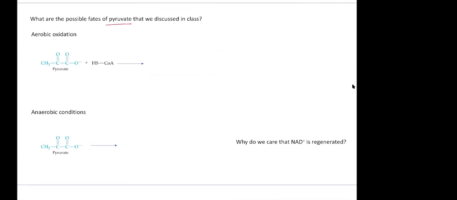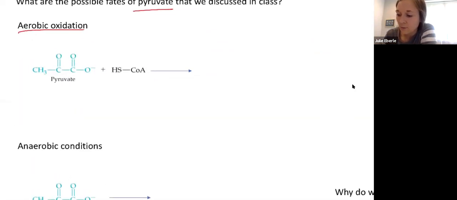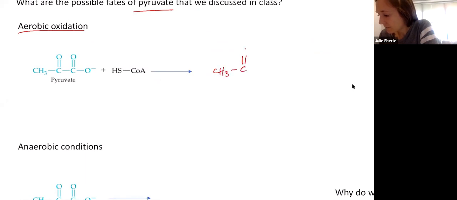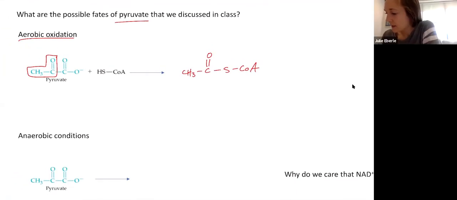Pyruvate is one of the molecules that I said was super versatile, pivotal. It can go different directions in metabolism. Under aerobic conditions, we have aerobic oxidation. We're going to make acetyl-CoA, which is just CH3. We link this acetyl group with coenzyme A, and we get CO2 with that.